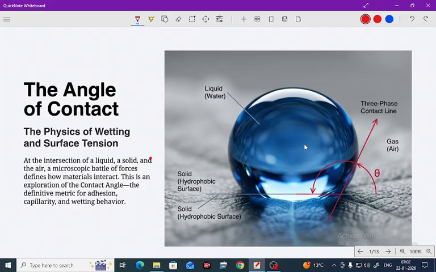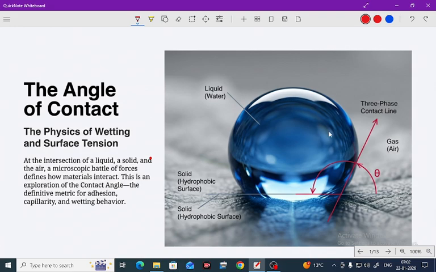Hello everyone. Today we shall discuss the angle of contact, the physics of wetting and surface tension. At the intersection of a liquid, a solid and the air, a microscopic battle of forces defines how materials interact. This is an exploration of the contact angle, the definitive metric for adhesion, capillarity and wetting behavior.